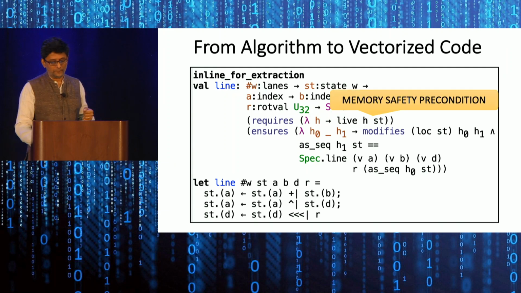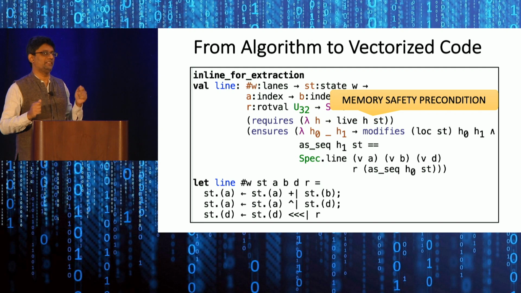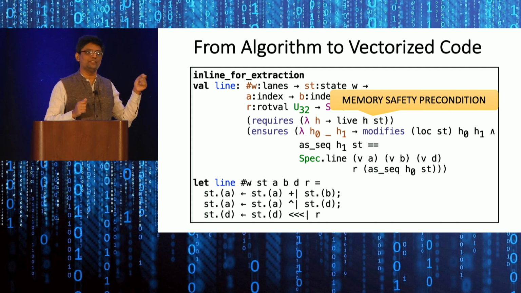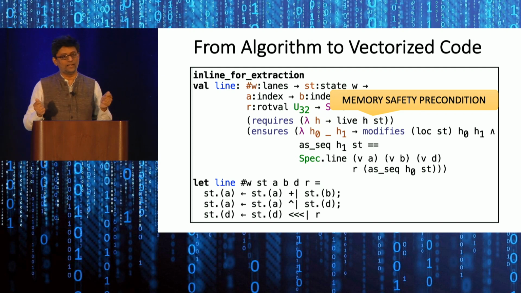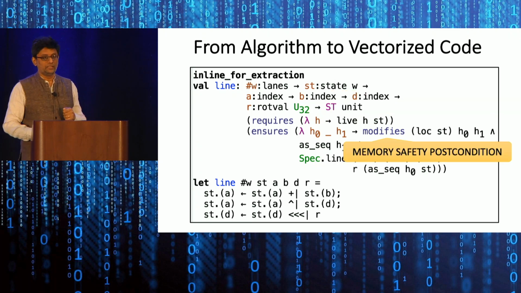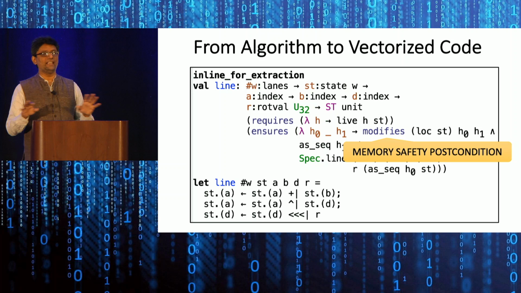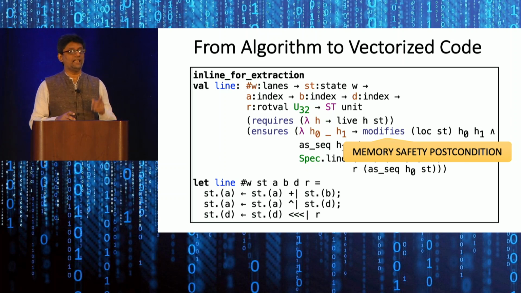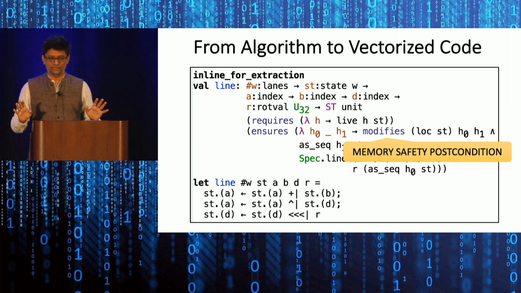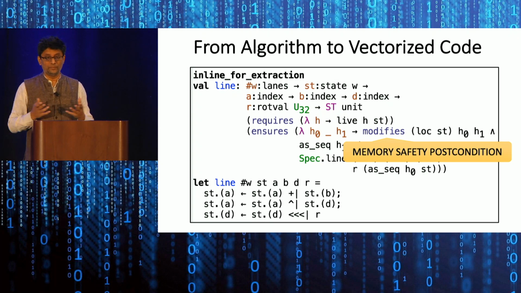Okay? So the first thing is the memory safety precondition. That's the only precondition. It says that the caller of this function had better make sure that the st pointer is actually live in the current heap. Otherwise, you're not allowed to call this function with a null pointer, for example. Okay? The memory safety postcondition, the first postcondition, says I promise that I will keep all live variables live, as in I'm not going to deallocate or free anything, and I only modify the st variable and nothing else. And this is important if you want to call this function and other functions and compose the proofs.